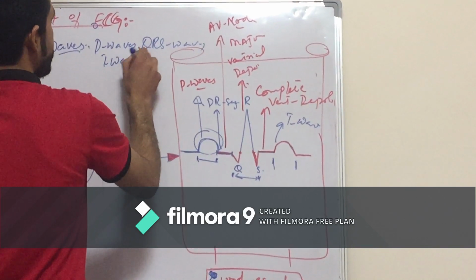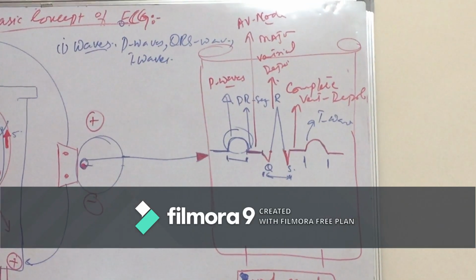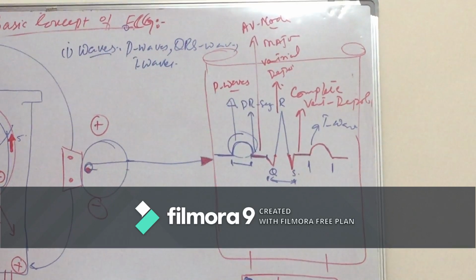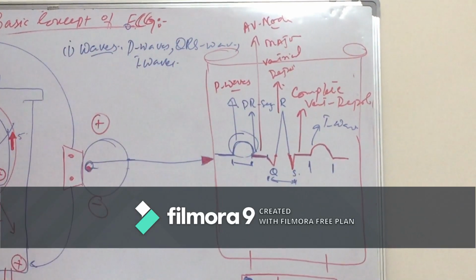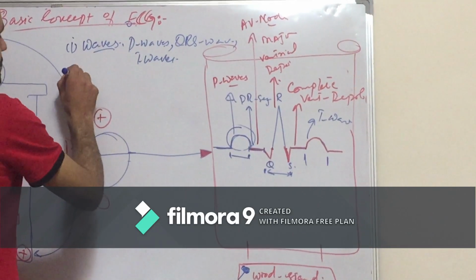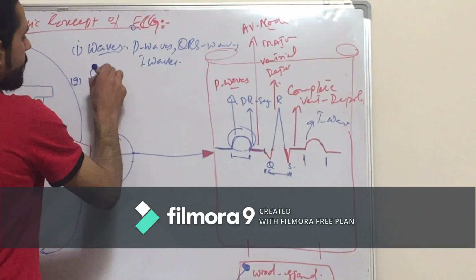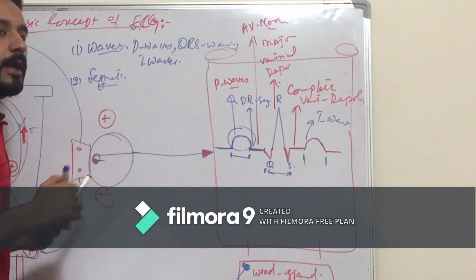T waves. There are 3 types of waves. One is P waves, one is QRS waves, and another is T waves. Now we will study segments. Number 2, segments in a full normal ECG.